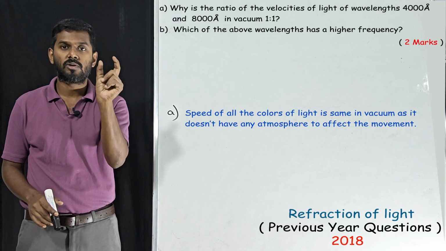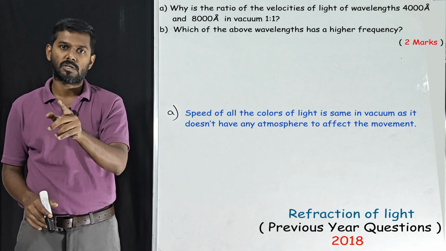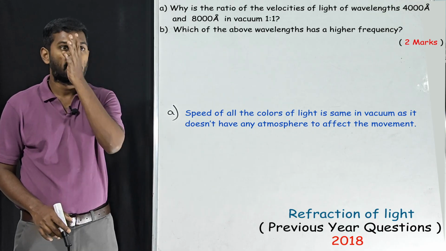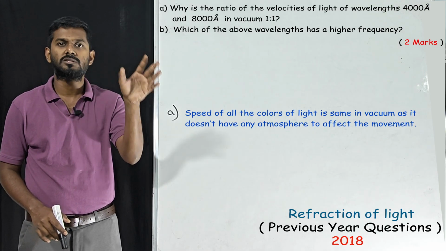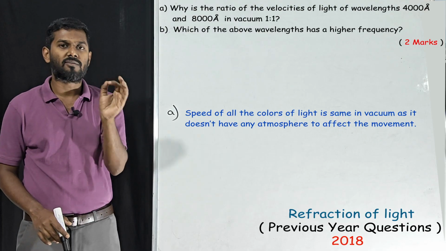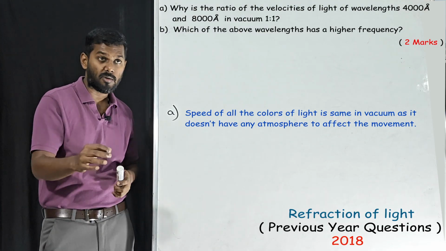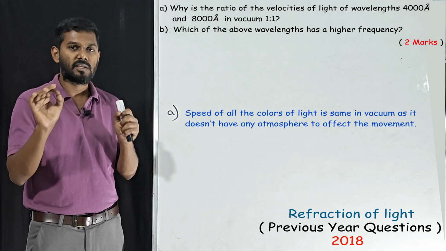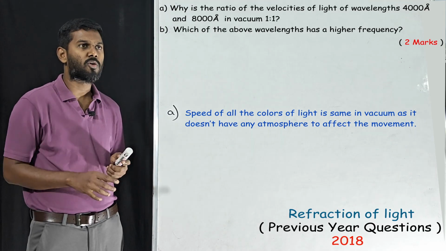Look for the word vacuum in the question. If it is not there, then it is according to their wavelengths. But when it comes to vacuum, all the colors and all the radiations will travel at the same speed. Why? Because the vacuum doesn't have any atmosphere. This is the reason.